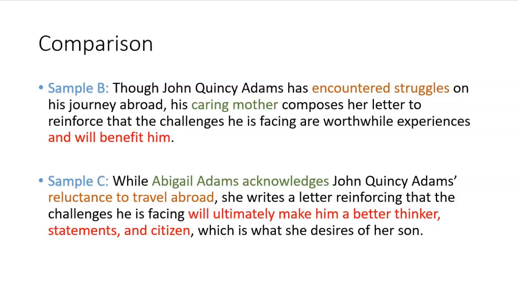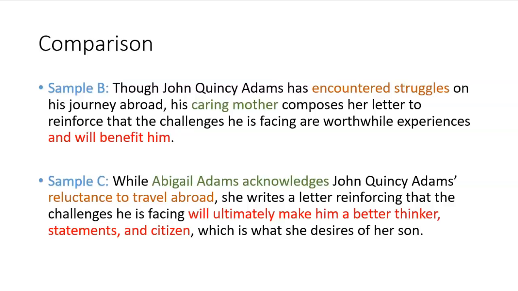Sample C: while Abigail Adams acknowledges John Quincy Adams' reluctance to travel abroad, she writes a letter reinforcing that the challenges he is facing will ultimately make him a better thinker, statesman, and citizen, which is what she desires of her son. Now, both of these are much better than our sample A because they're going more in depth about the rhetorical situation. They give us more explicit details than sample A, which was our earlier summary. There are a couple of differences, however.